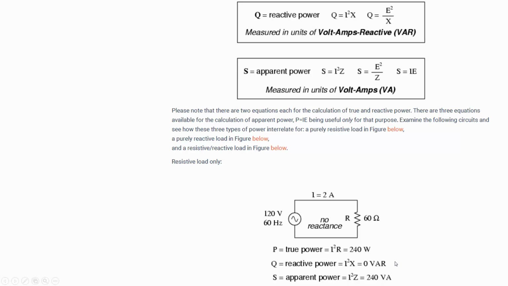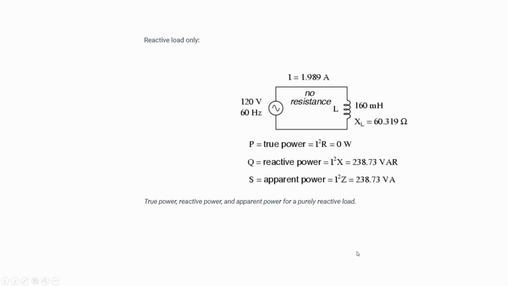So if you have a pure resistive circuit, there's no reactance at all. You've got zero VAR, zero reactance. You do have an apparent power of 240, but that's fine. It's equal to your true power. In this case, if you have an inductor, you end up with a little bit of Q, and if you don't have any resistance at all, the reactive power is the same as the apparent power, and there's no true power. You're just sort of sloshing electrons back and forth.